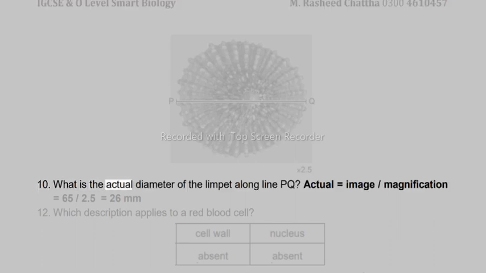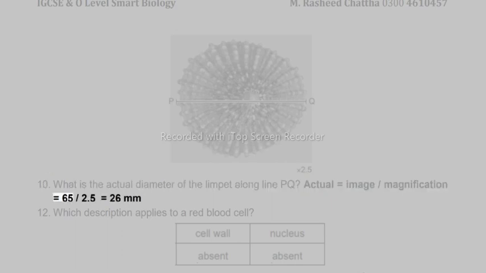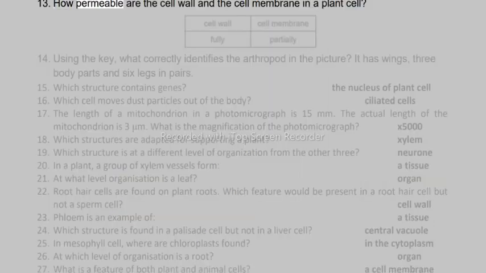10. What is the actual diameter of the limpet along line PQ? Actual equals image over magnification, which is 65 divided by 2.5, equals 26 mm. 12. Which description applies to a red blood cell? 13. How permeable are the cell wall and the cell membrane in a plant cell?